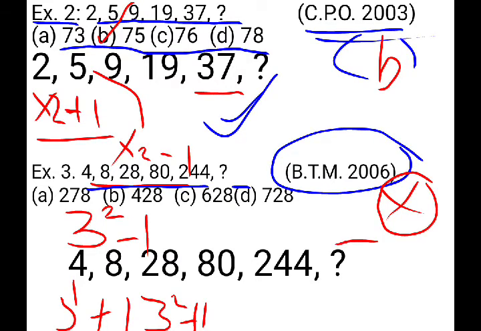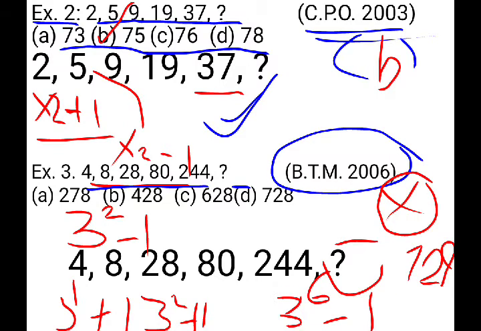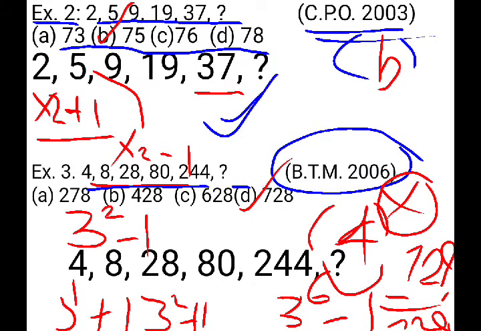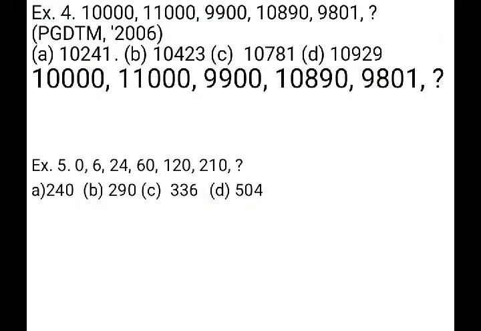So here the missing term will be 3 to the power of 6 minus 1. Now 3 to the power of 6 is 729, minus 1 is 728. So option D is the right answer. Now we will step into the next question.